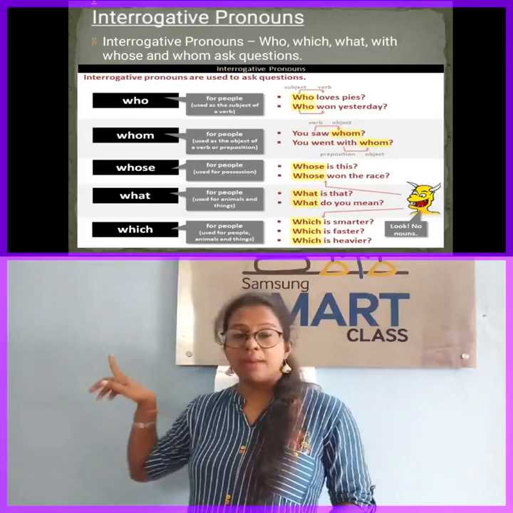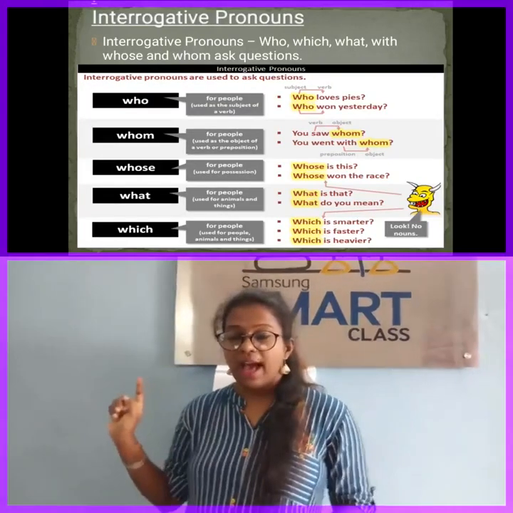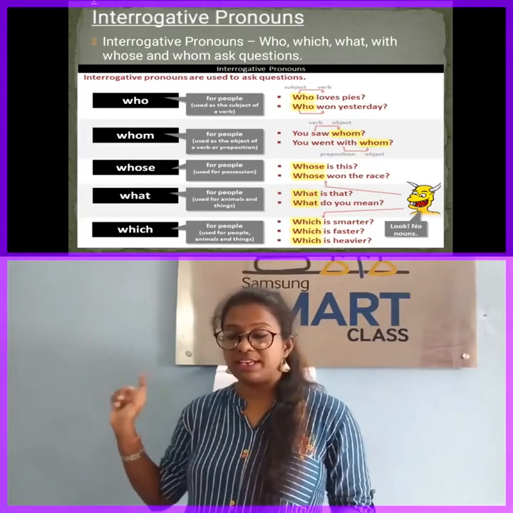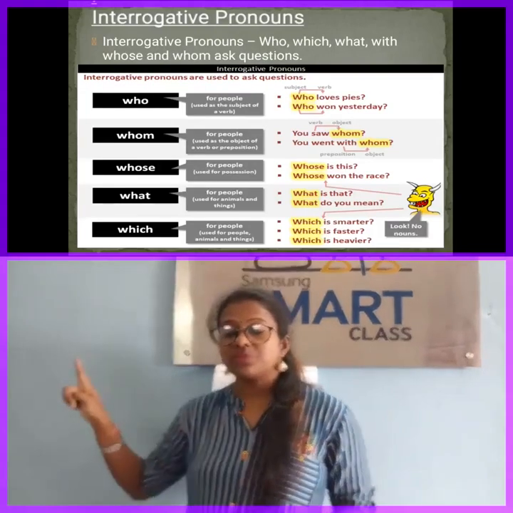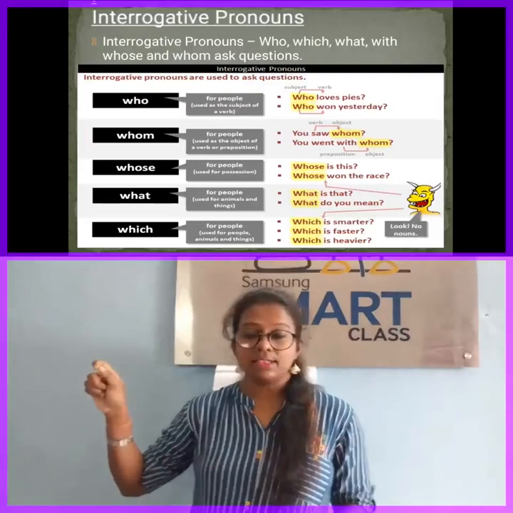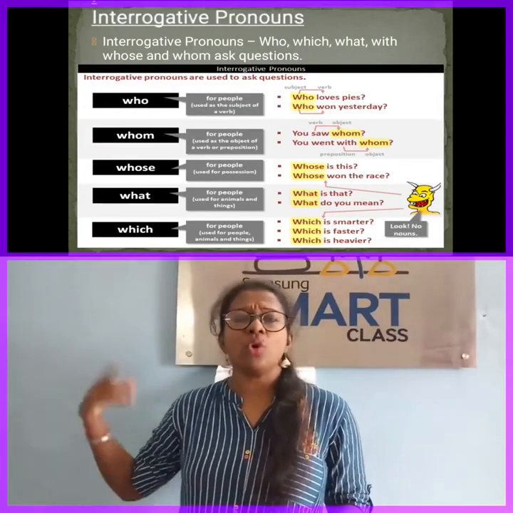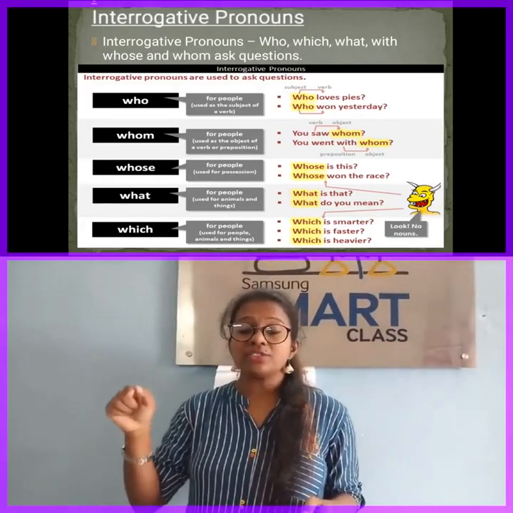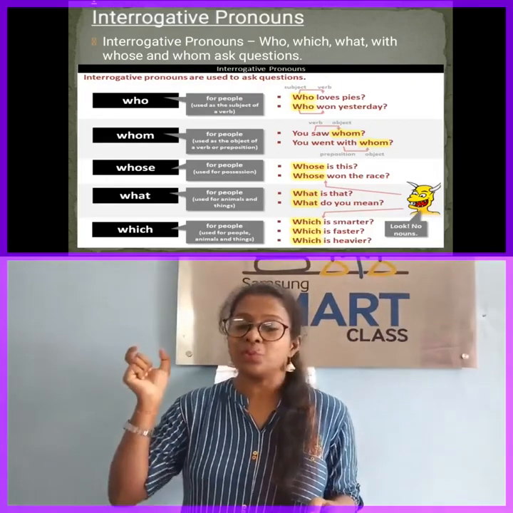And next we are coming to whom. It is used for people and used as the object of a verb or a preposition. See the example, you saw whom. So here whom has been used as the object of the verb, that is saw. And in the next example, you went with whom. Here whom relates to the preposition, that is with.